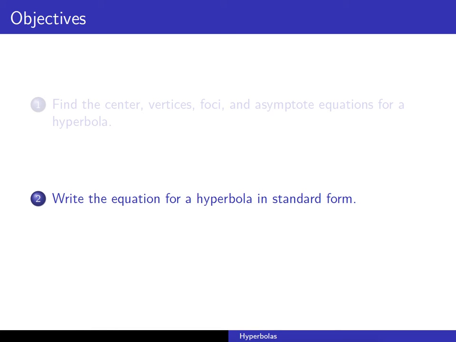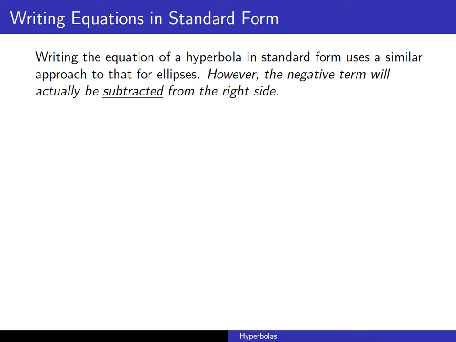Alright, in this video we're going to take a look at writing the equation for a hyperbola in standard form. Writing the equation of a hyperbola in standard form is going to use some very similar techniques to those we used for ellipses. However, because of the minus sign in our hyperbola equation, instead of adding the absolute values of both y coordinates of the vertices, the one that's after the negative term will actually be subtracted from the right-hand side.